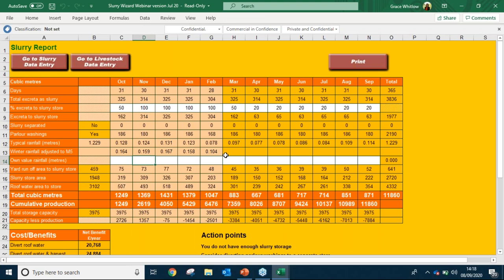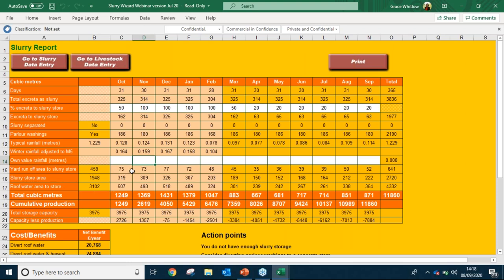during those winter months. So those are the figures that are used in the calculation, the M5 figures, unless, of course, in the white cells here, individual rainfall figures are entered. And if rainfall data has been accurately kept over a number of years, then that can be entered here, and that will override the M5 calculation.